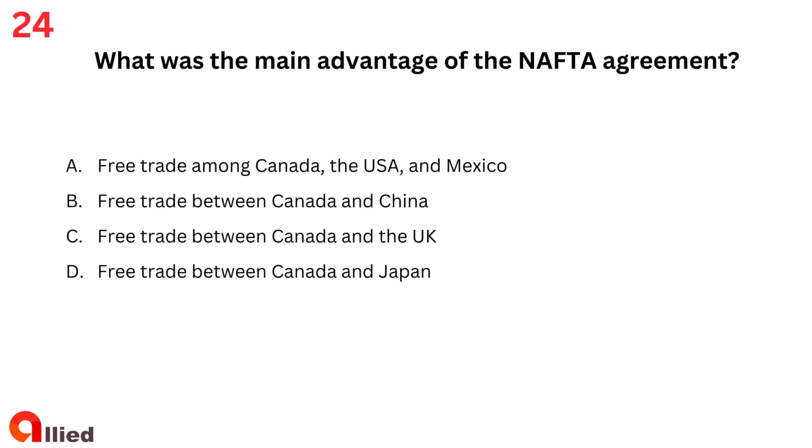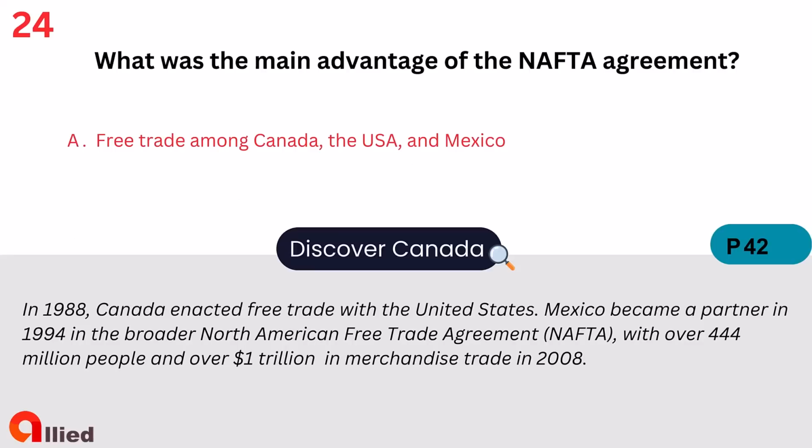Question 24. What was the main advantage of the NAFTA agreement? A. Free trade among Canada, the USA, and Mexico. B. Free trade between Canada and China. C. Free trade between Canada and the UK. D. Free trade between Canada and Japan. The answer is A. Free trade among Canada, the USA, and Mexico.